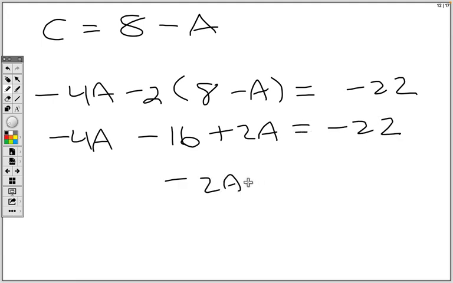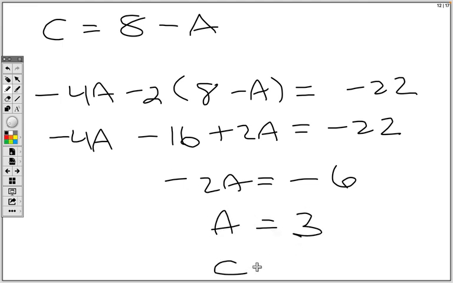So minus 2a would be what? Whoops, minus 6. Is that right? And then so a would be 3 and c would be 5.